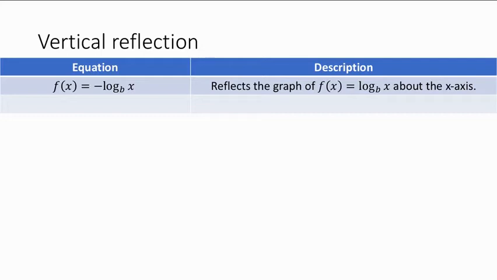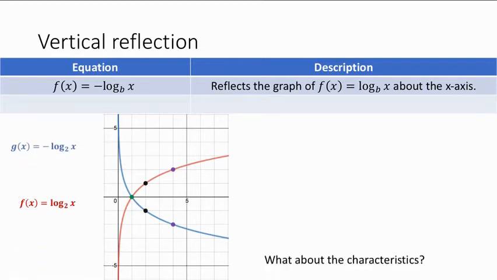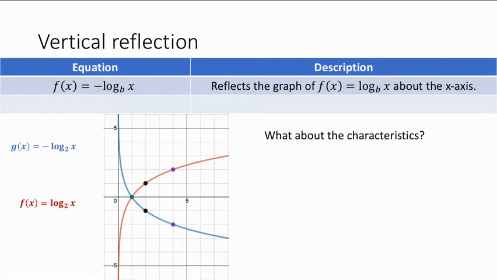So let's start with our vertical reflection. If we have a negative in front of the logarithm, so negative log base b of x, this would reflect our graph about the x-axis, so it would flip it up and down. It would look something like this. Again, my red is log base 2 of x, same as in the last video. My blue is negative log base 2 of x. So I have a vertical reflection here, or a reflection about the x-axis.